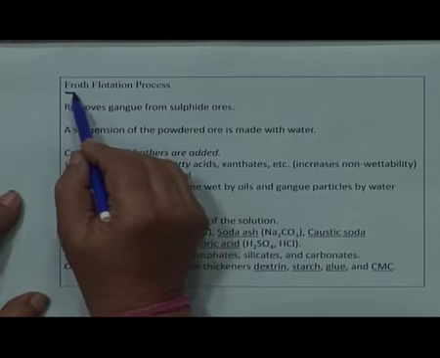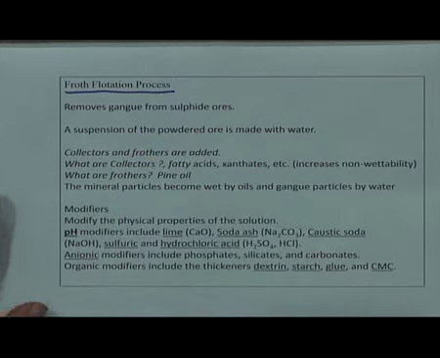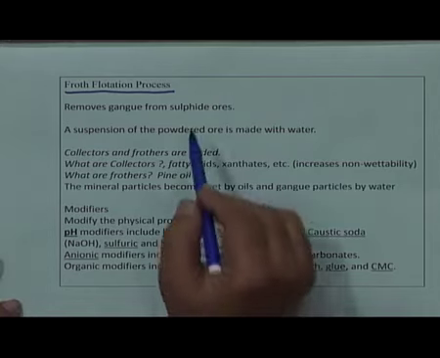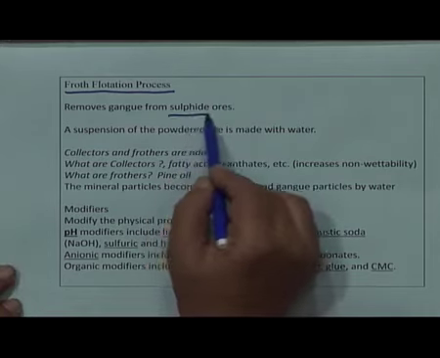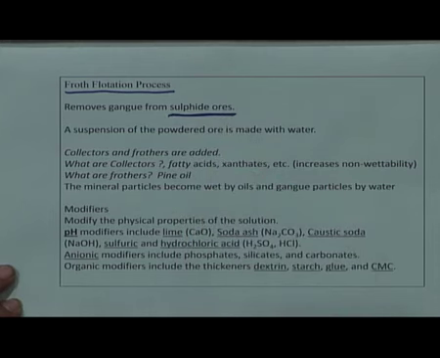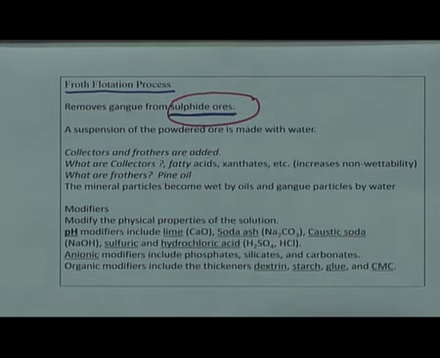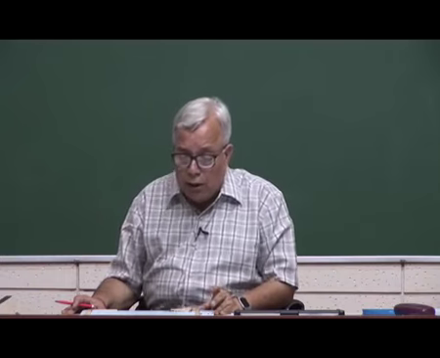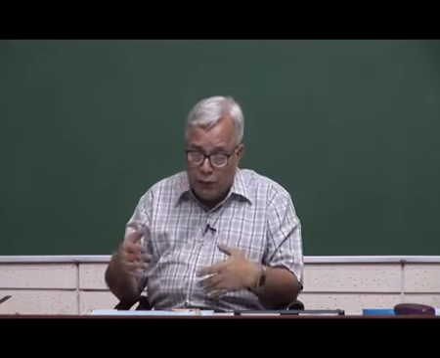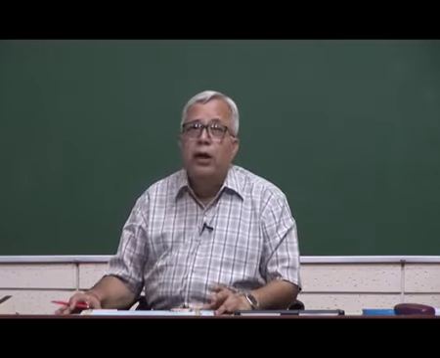The next process of concentration is called the froth flotation process. This is specific for sulphide ores. This cannot be used for any general kind of ore, it is limited to sulphide ores, and it removes gangue from the sulphide ore very effectively. And since the number of sulphide ores from which we carry out metal extraction is large, this froth flotation process is very widely used.